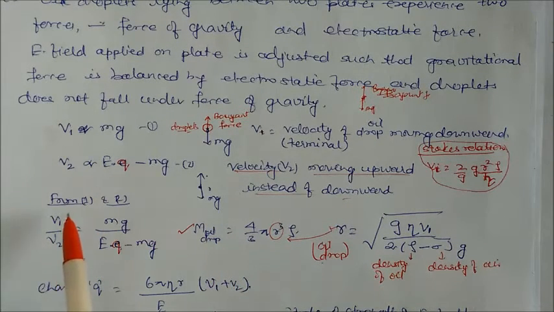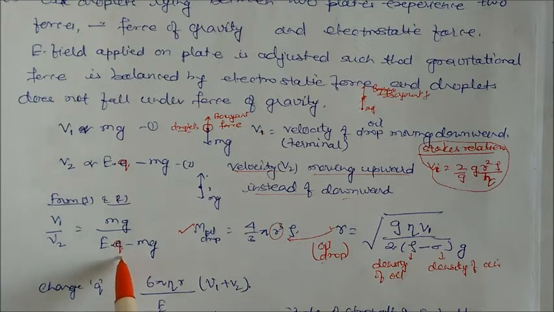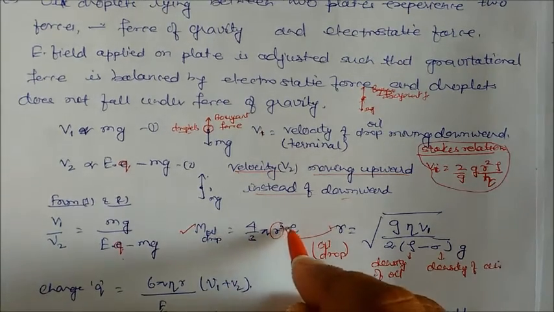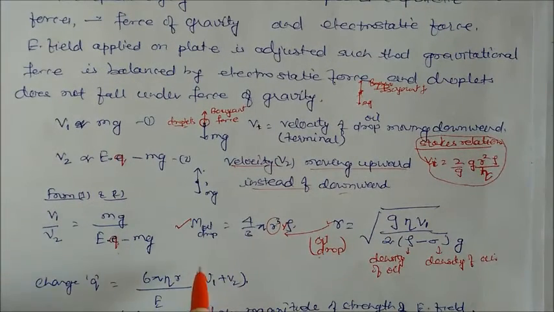So from 1 and 2, we get the relation with M into G and E into the charge of the particle minus M into G. So what is the mass of the oil drop? The mass of the oil drop is 4/3 π r³ into ρ. We know the density of the oil, so from this we can find the radius also. The mass we can already calculate for this charged droplet, which is volume into density. It is very difficult to measure the mass of the drop, so we write the equation like this.